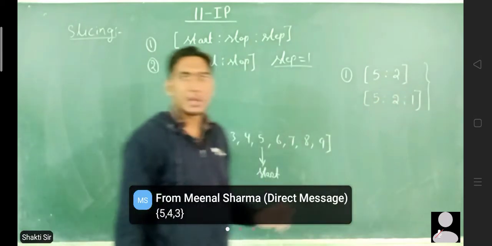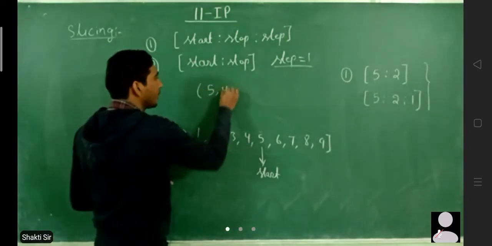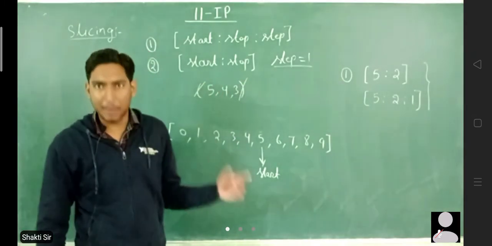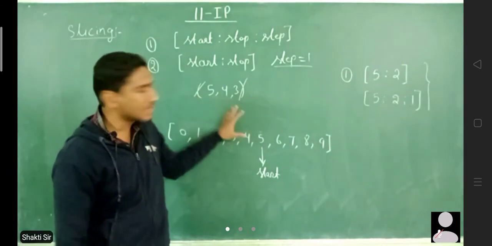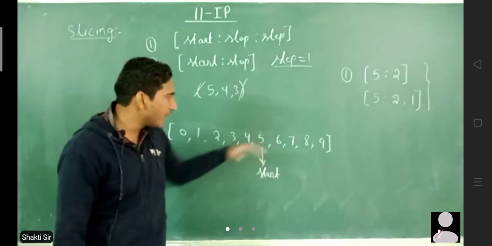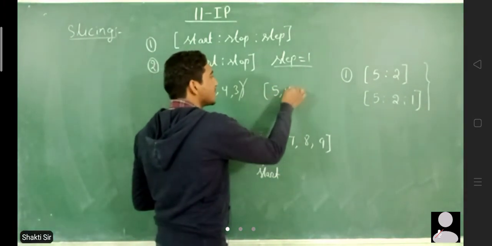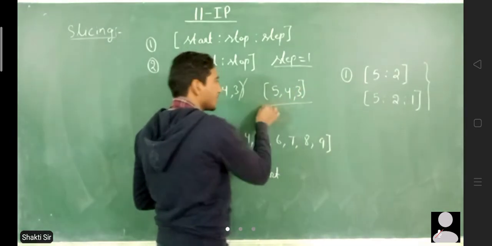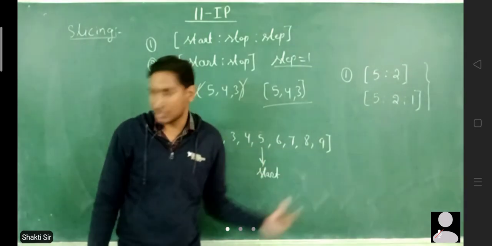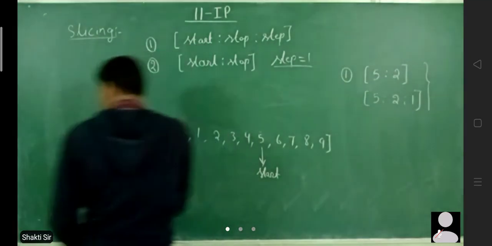Again, your answers are coming like this, like 4, 5, 4, 3. Don't use parentheses. Parentheses mean this is a tuple, and that should not be right, because we are doing slicing over a list, so the answer should be a list, not a tuple. So do not use parentheses if we are applying slicing over a list. Use square brackets.